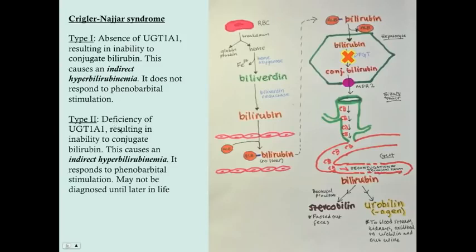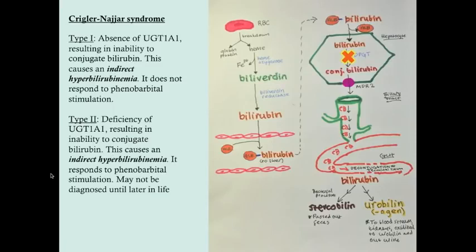Type 2 Crigler-Najjar syndrome, these babies are just deficient in this enzyme. So they'll probably develop an indirect hyperbilirubinemia, but it won't be as severe, and with time it will get better because you don't need quite as much of this enzyme as you have. So even though they're deficient, it will typically be enough as they get older.